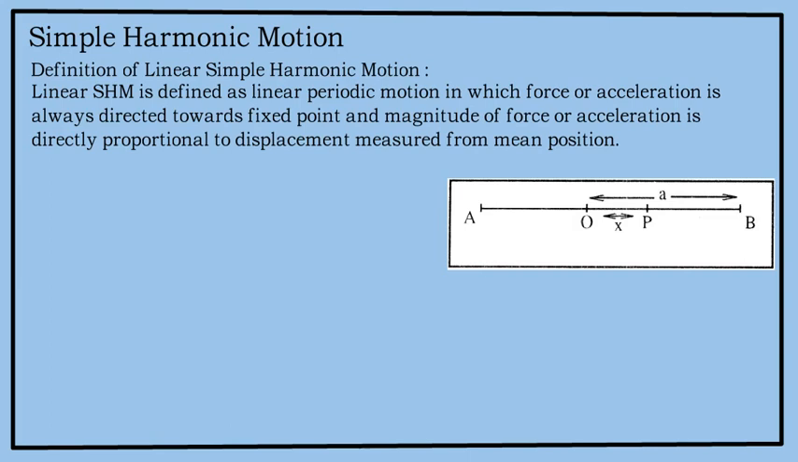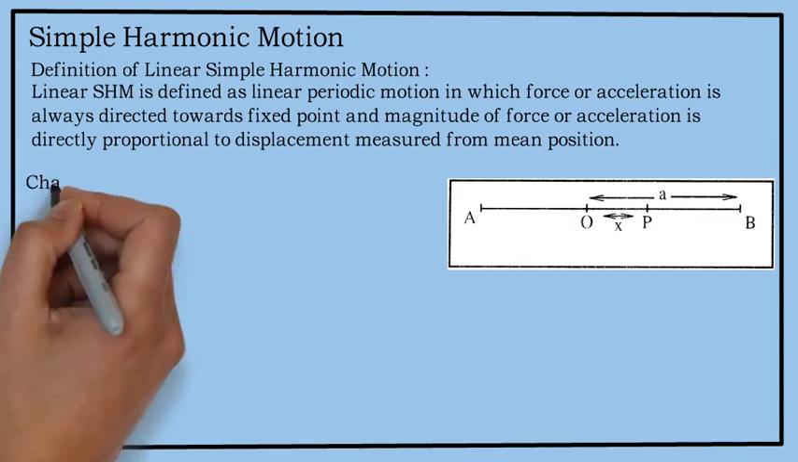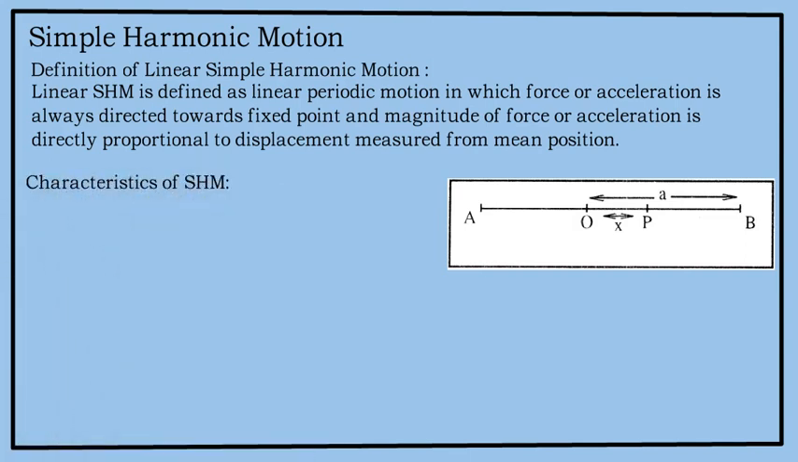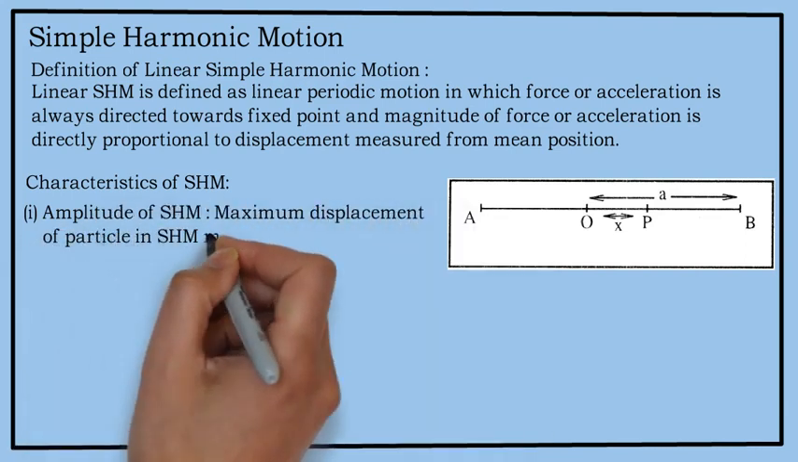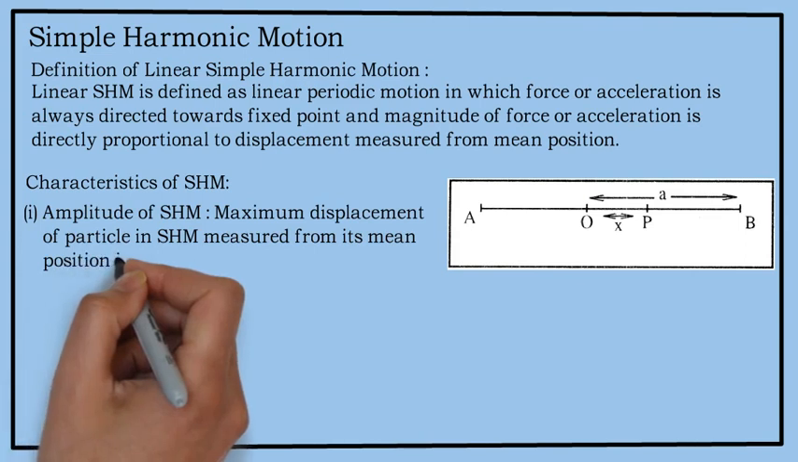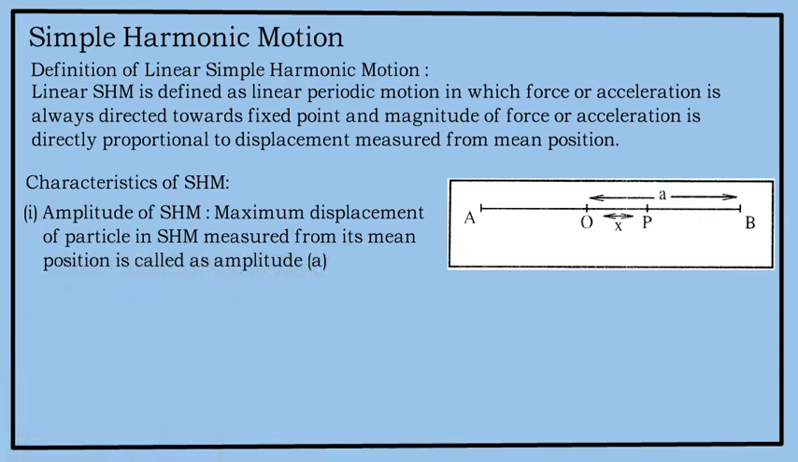Let small a be the amplitude, that is, the maximum displacement on either side of the mean position. Let us define some terms. What is the amplitude of SHM? The maximum displacement of a particle in SHM measured from its mean position is called the amplitude.